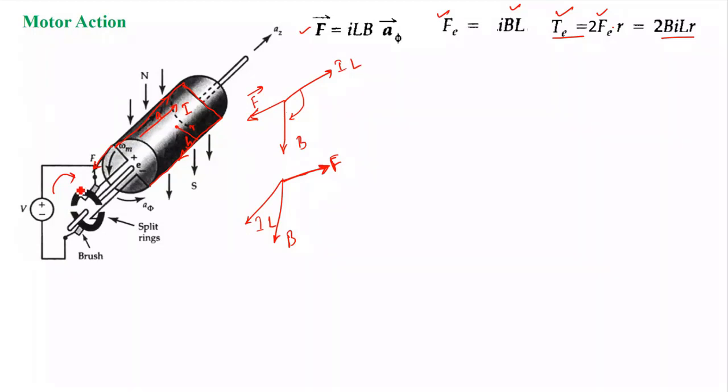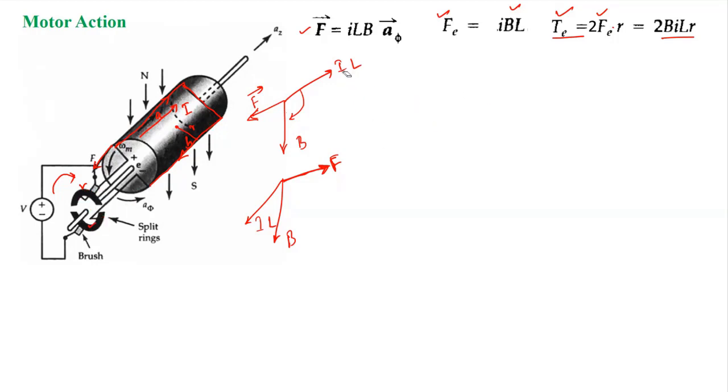But instead of commutator segments, if I had put slip rings, then obviously the force developed in the north pole at conductor A will become exactly opposite at the south pole, right? It will oppose, and therefore it will oscillate. It will not in fact rotate, right? The rotor will oscillate. So that is why the commutator plays a very important role.